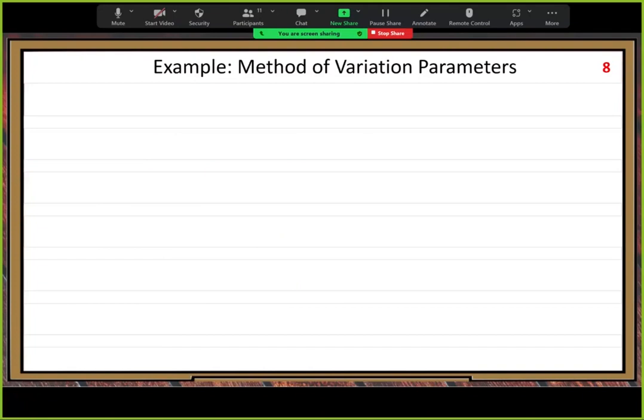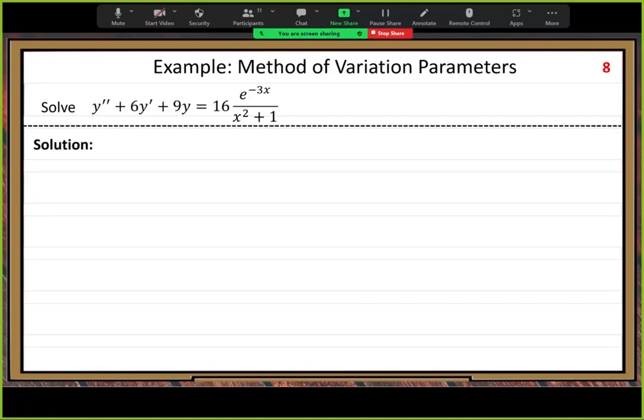Example. Let's do one example. Let's solve this equation. This time we can apply formulas. Solution. Easy part first. Easy, right?